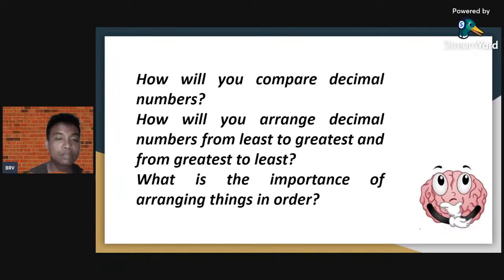So what is the importance of arranging things in order? Very important. This is very relevant in our day-to-day life, in our day-to-day activities. If we arrange things, it would be smooth for us.